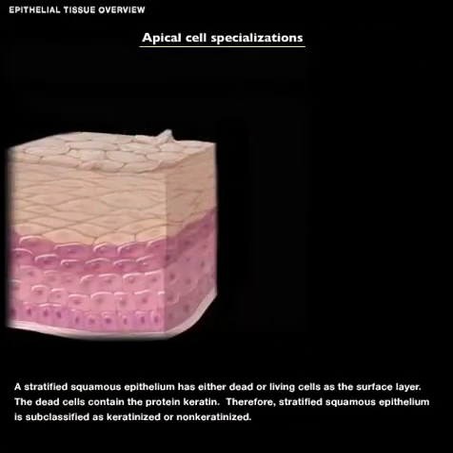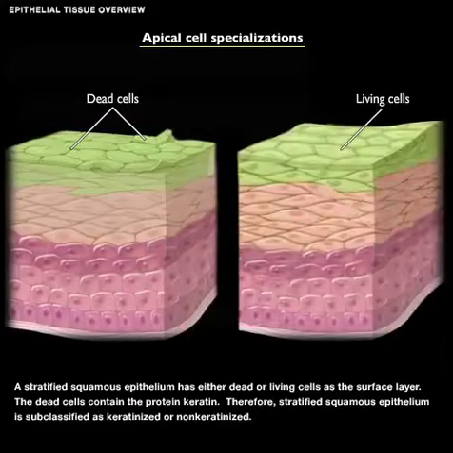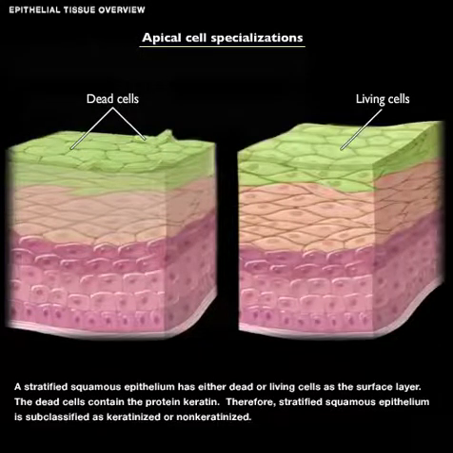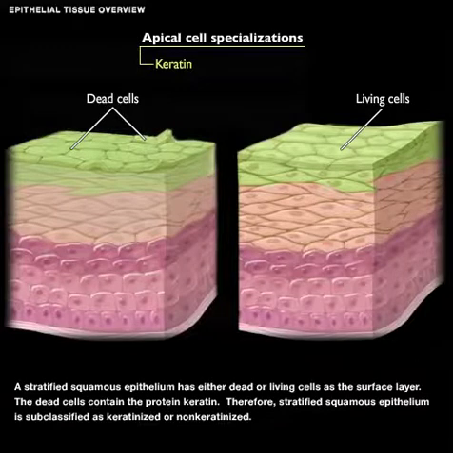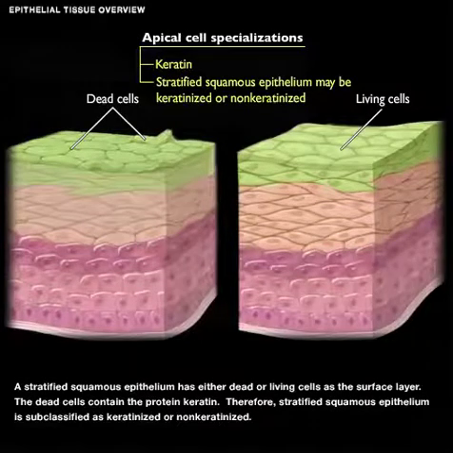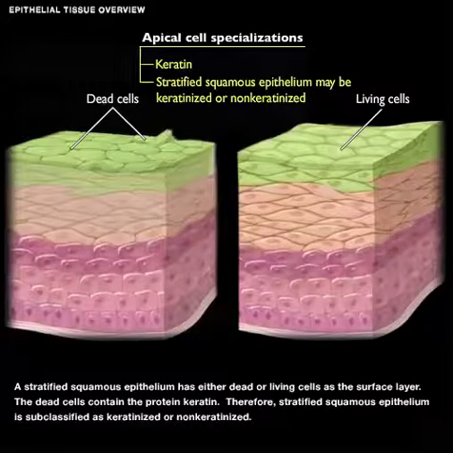A stratified squamous epithelium has either dead or living cells as the surface layer. The dead cells contain the protein keratin. Therefore, stratified squamous epithelium is subclassified as keratinized or non-keratinized.